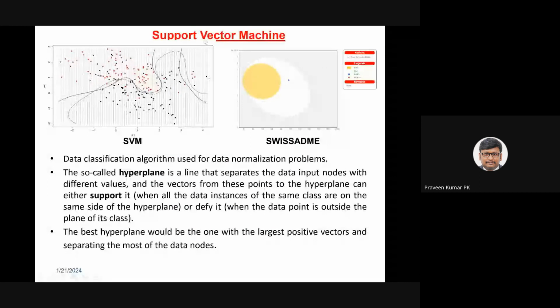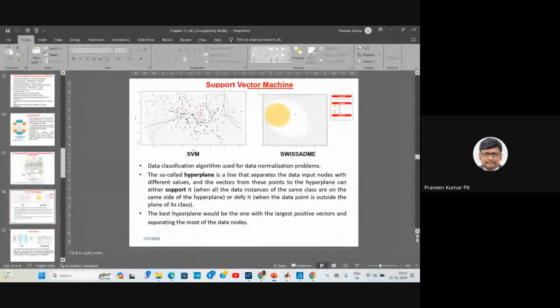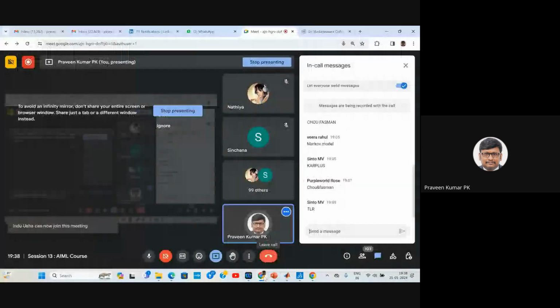Next, they are mentioning support vector machine. Where can we apply this support vector machine? The support vector machine we also see in this Swiss ADME tool. You remember the Swiss ADME tool? This is used for predicting ADME pharmacokinetic parameters.